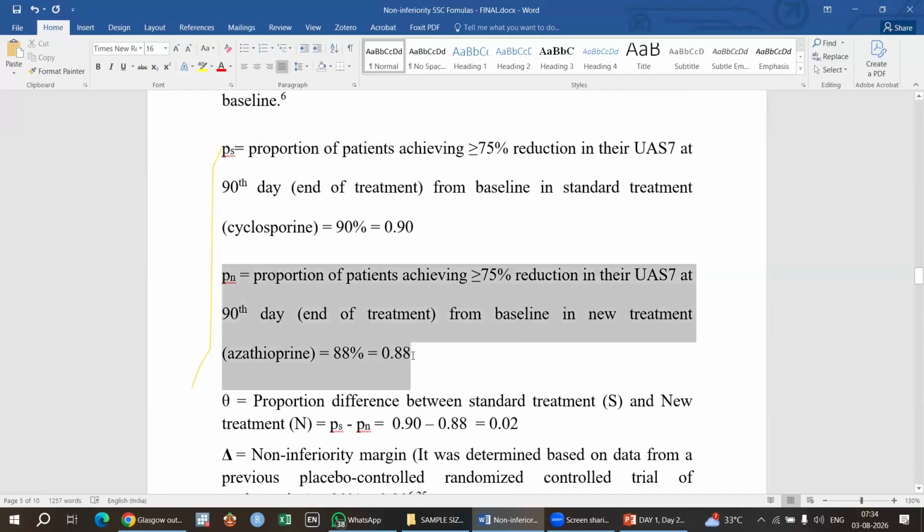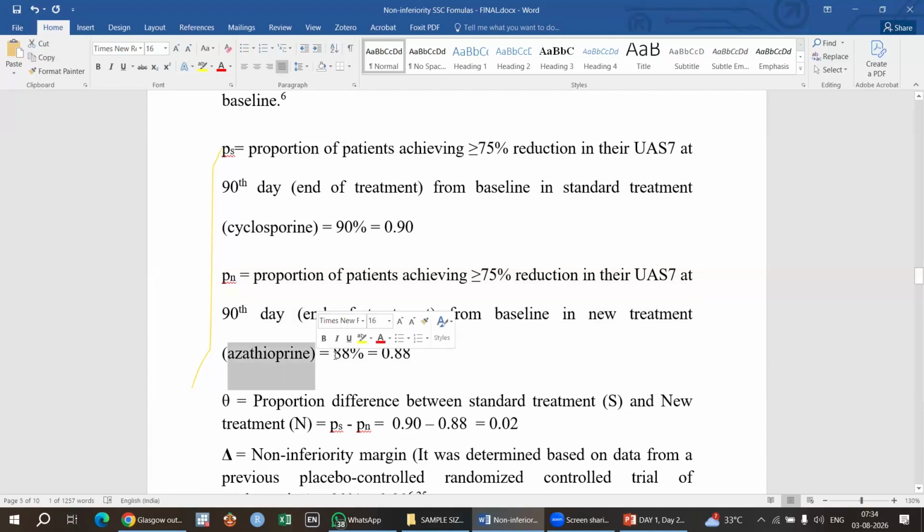Now, please see this. Here, PN, what is PN? Proportion of patients achieving equal to or greater than 75% reduction in their UAS7 at the 90-day end of the treatment from baseline in the new treatment. That is azathioprine. It is 88%, and we know 90% is higher than 88%. But we want to use this azathioprine. We want to test it because azathioprine may be safer, have fewer side effects, it is cheaper, it is easily available.